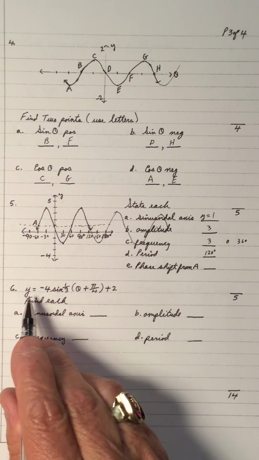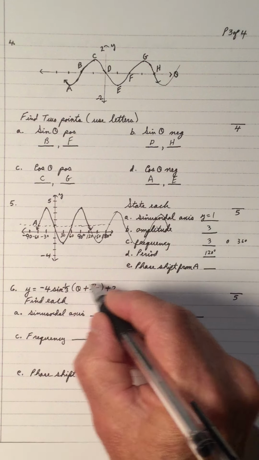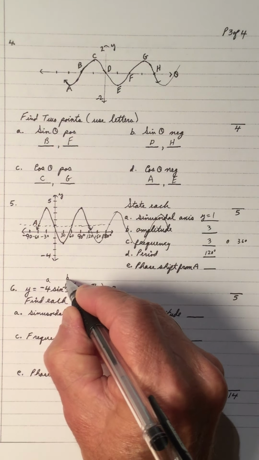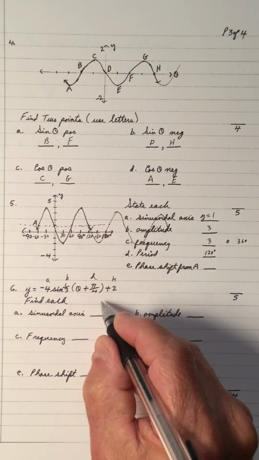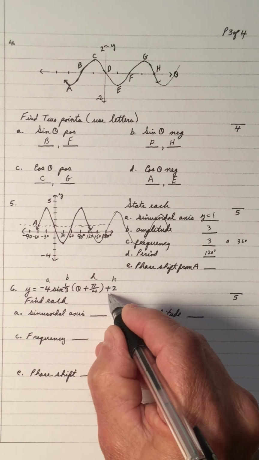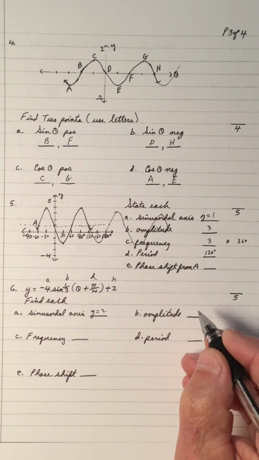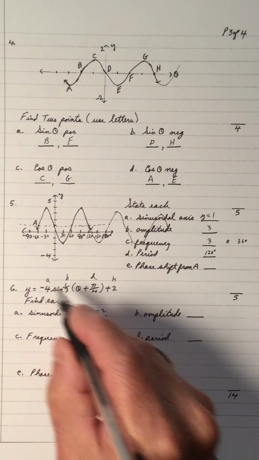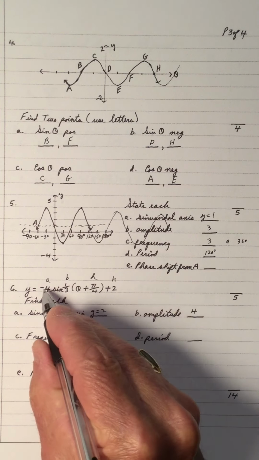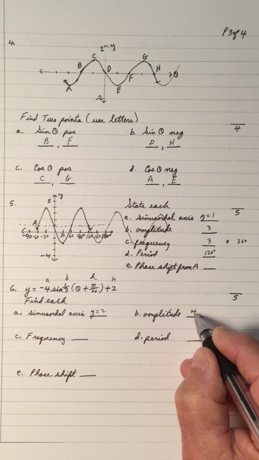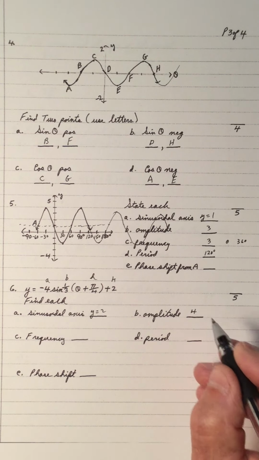And number 6, we have an equation, and the sinusoidal axis, that's the A, that's the B, that's the H, and that's the K. So K is 2, so the sinusoidal axis is y equals 2. The amplitude is the number in front. The amplitude is the absolute value of A. So A is negative 4, but the absolute value is 4. Amplitude is never negative. Amplitude is the height, 4.